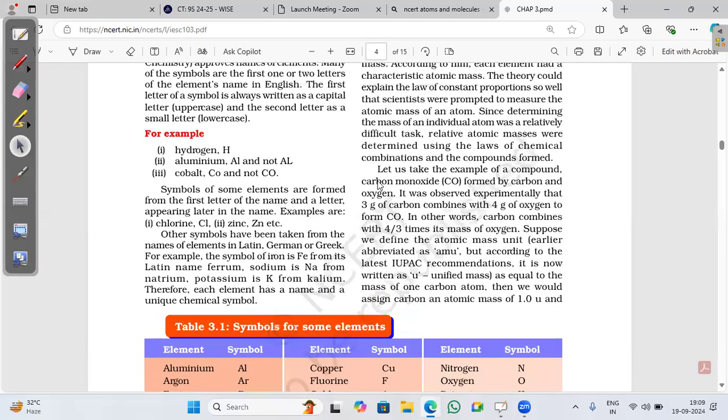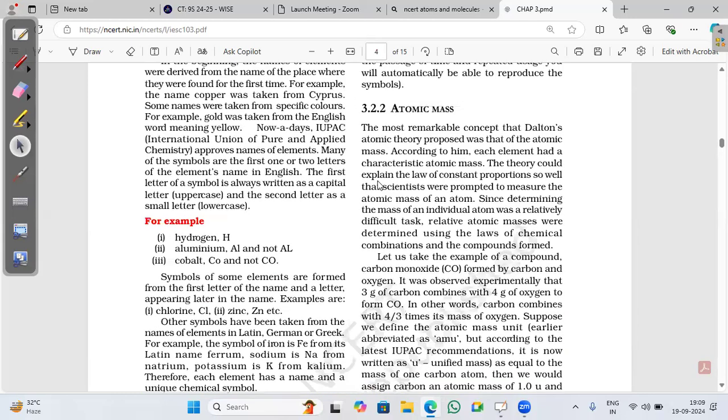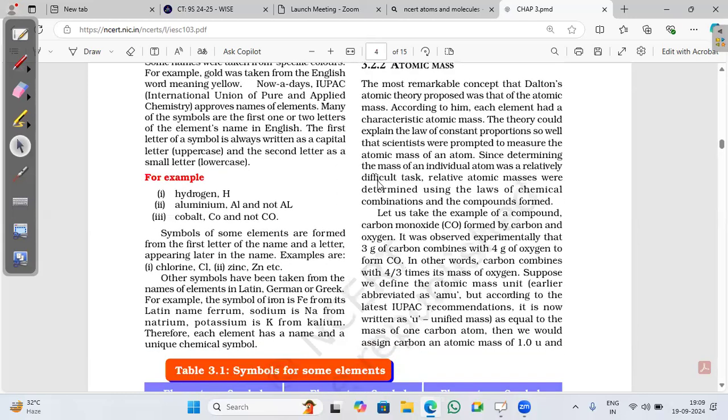See how it is taken here. Atomic mass: the most remarkable concept that Dalton's atomic theory proposed was the atomic mass. According to him, every element has a characteristic atomic mass, so it can be characterized by its atomic mass. In a way, it is an identification of the element.